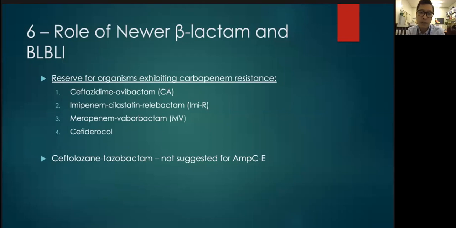And cefiderocol also demonstrates in vitro activity. But with ceftolozane-tazobactam, it was not suggested. Ceftolozane was initially developed against Pseudomonas-derived AmpC cephalosporinase, but they said less is known about its activity against Enterobacterales that produce AmpC. There is reasonable activity that was seen in a study that looked at in vitro data, but it only showed activity against 19% of Enterobacter cloacae isolates. Together with these considerations and concerns that tazobactam has decreased inhibition, this led them to not suggest its use.